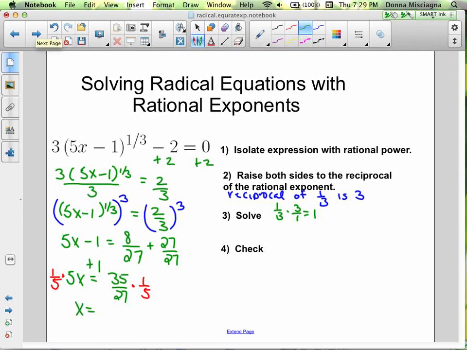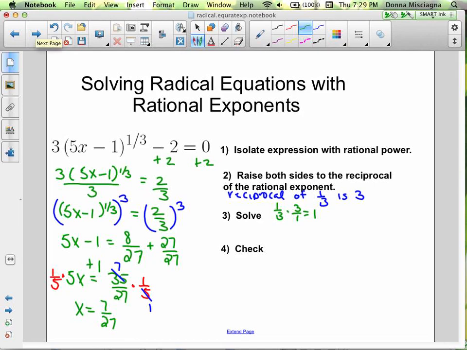I could multiply the 27 times the 5, or I could just reduce first. When you're multiplying, you can reduce numerator to denominator. Right, so both of those are divisible by 5. 35 divided by 5 is 7, and 5 divided by 5, that's just 1. That gives me something a little bit smaller to work with, and I'd have to reduce anyway. So now I don't have to reduce. So my answer is 7/27ths.